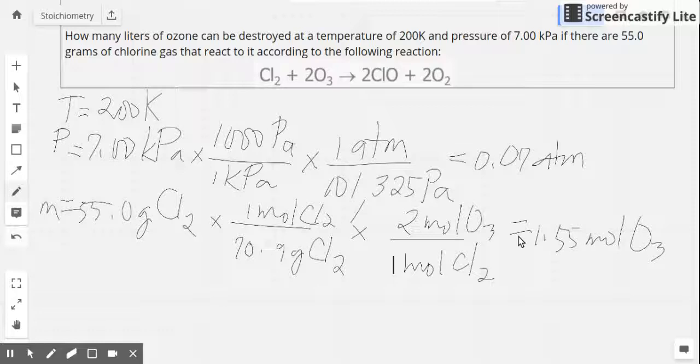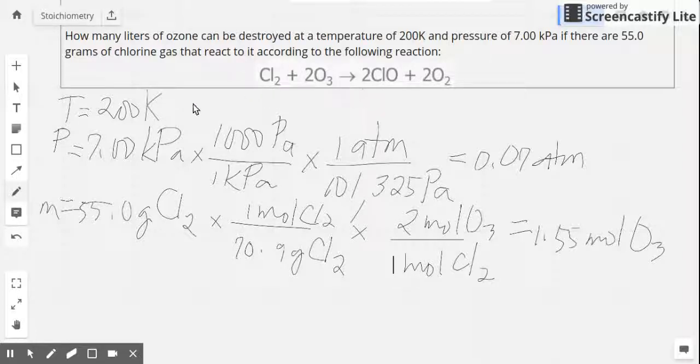Okay, part 2. Sorry for that because of the 10-minute time limit of my video. So we ended up with this problem. How many liters of ozone can be destroyed at a temperature of 200 Kelvin and a pressure of 7 kilopascal if there are 55 grams of chlorine gas that react to it according to this balanced chemical equation?